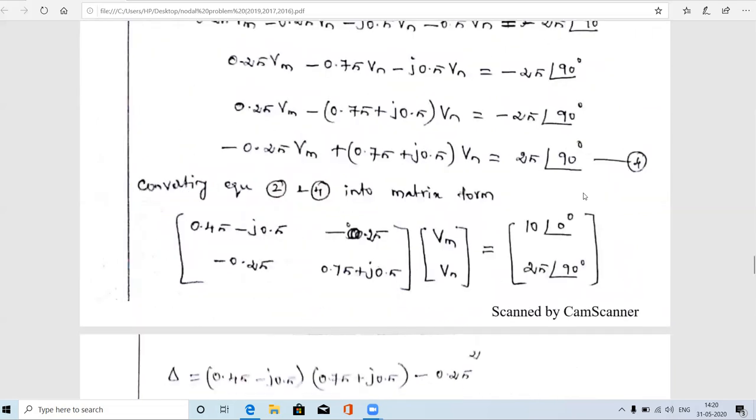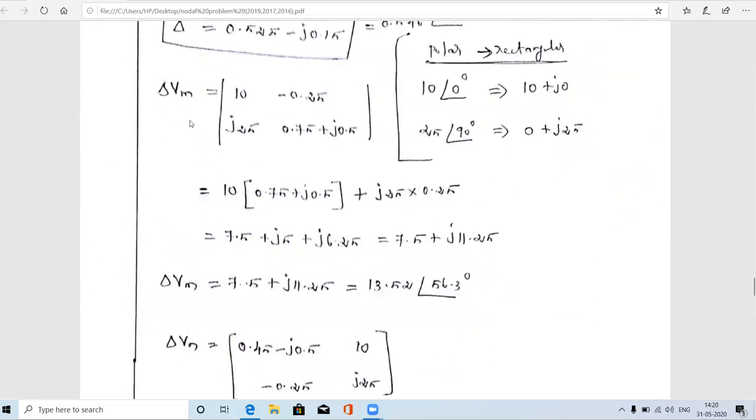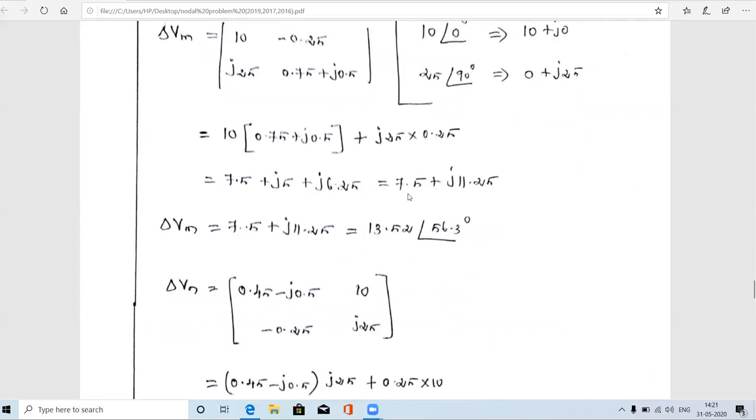So you replace, instead of this 10 with angle 0, 10. Instead of this 25 with angle 90, j25 we have to put. From this we have to find the del Vm value. So replace the first column by the constant values. If you are multiplying, we will get the answer 7.5 plus j11.25. And you convert this rectangular into polar. So this is the answer for del Vm.